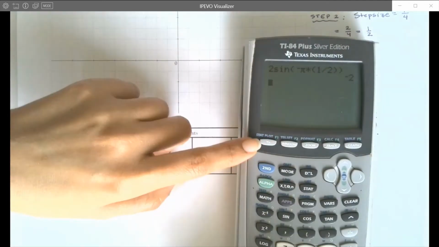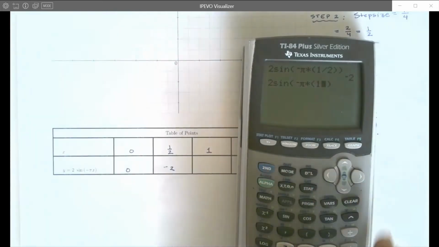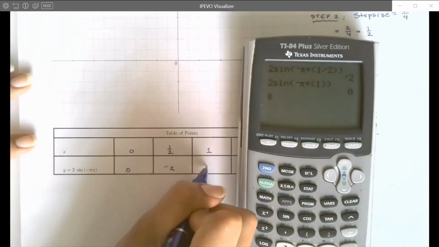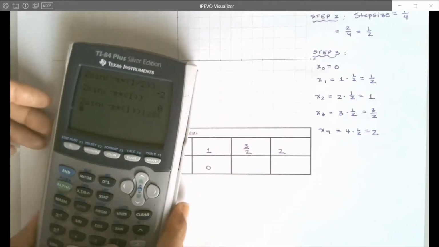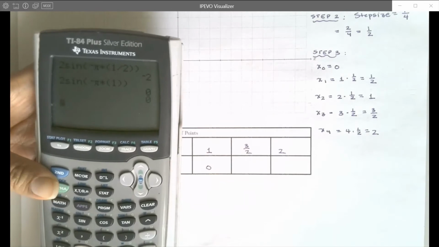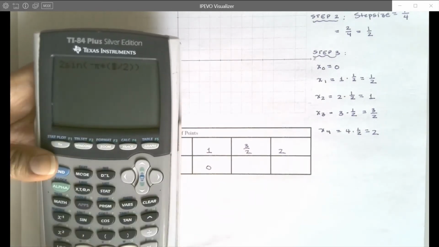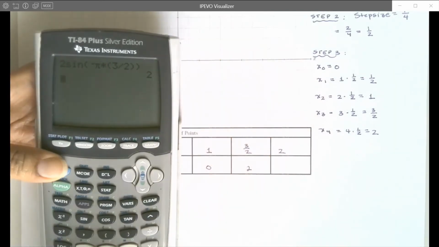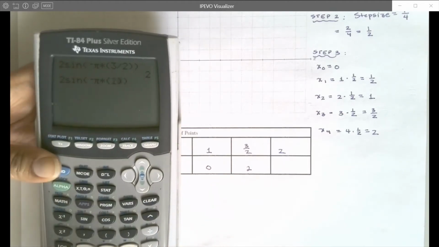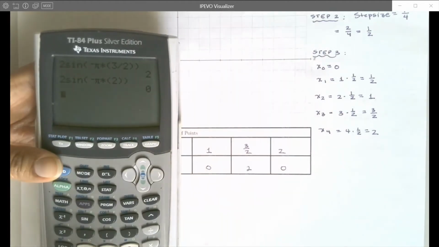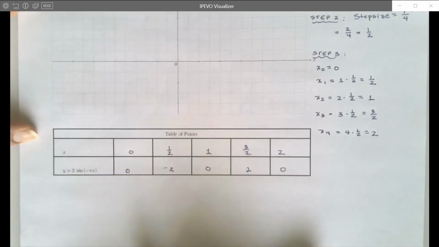Alright, next one is 1. So I'm just going to delete the 1/2 and get 0. Next one is 3/2. We get 2. Next one is 2. We get 0. Okay, so let's plot these on our graph now.